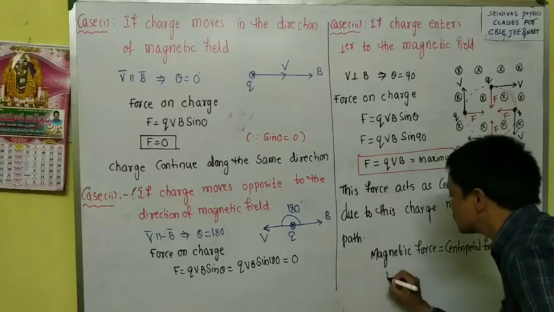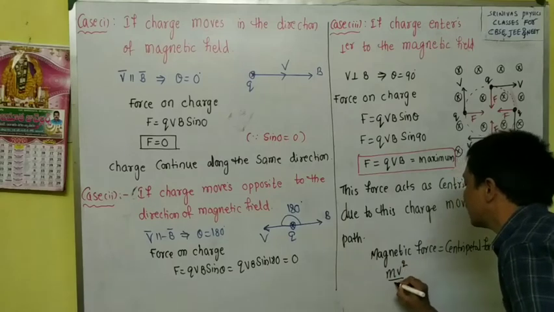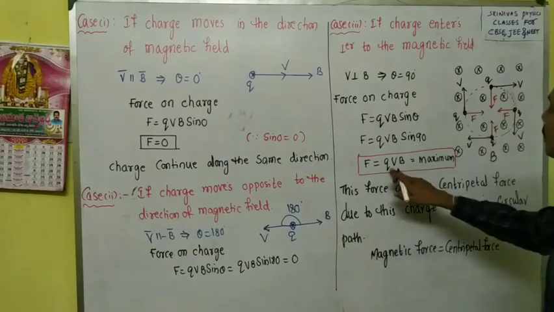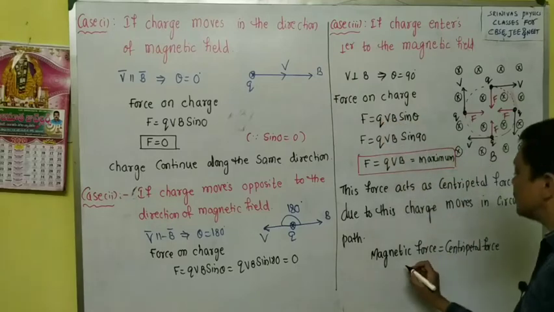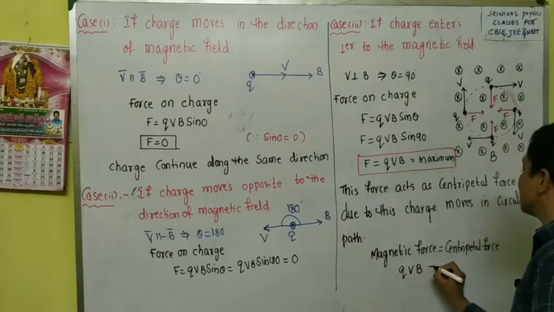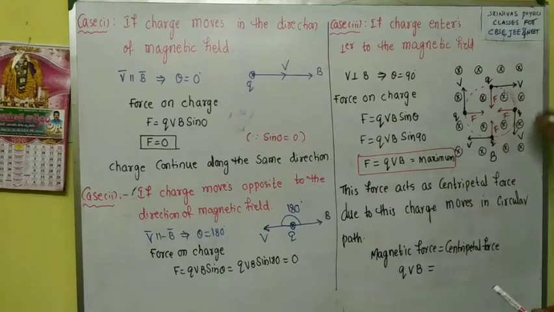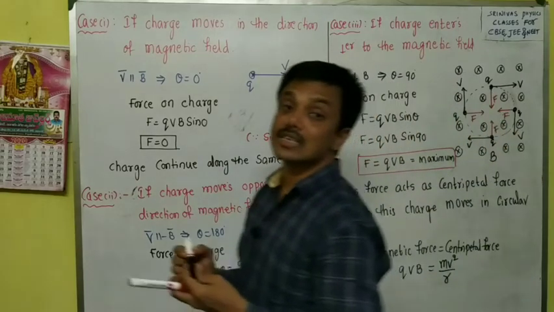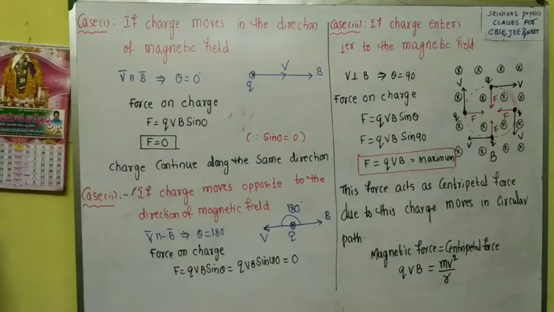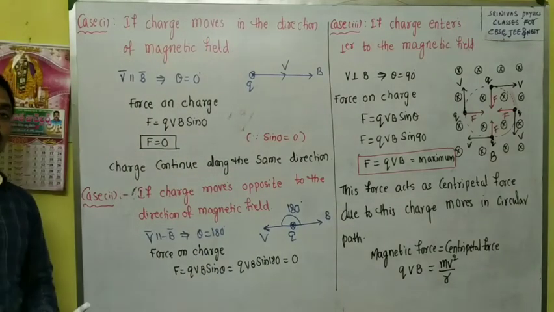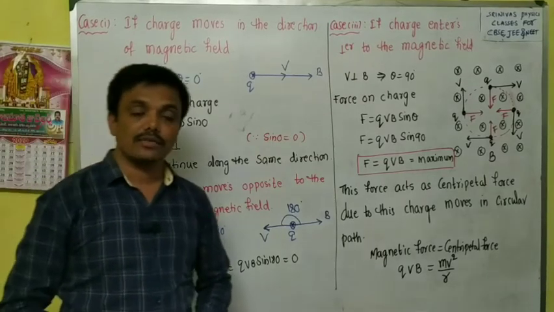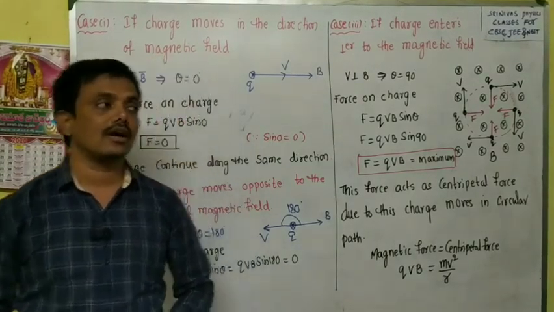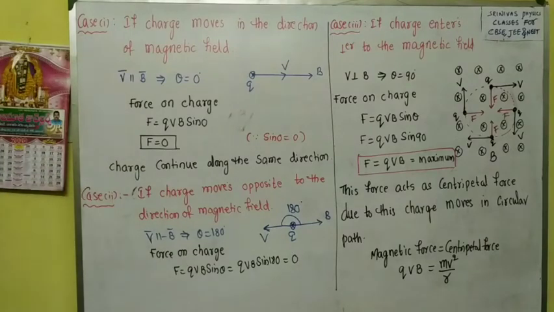What is the magnetic force? Magnetic force we already found here: QVB sin theta, with theta 90, then we got QVB. The centripetal force formula we know already in a circular path. If m is the mass of the charge moving, then the centripetal force formula is mv square by r. From this we can find the radius of the circle, right? The radius of the circle we can find out, and the momentum of the charge, and the kinetic energy of the charge we can find out. All those things we are going to find out now. Okay, let us see how they will be.